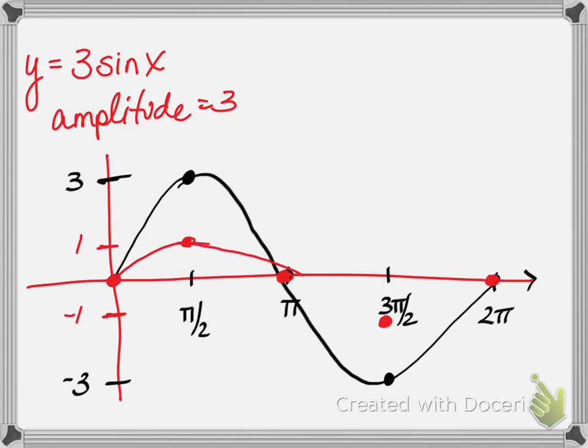Now you can see how the amplitude changes. Ooh, that did so terrible. Let me try again. There, third time's the charm. Now you can see how the amplitude changed our graph. The red one was the original. And the black graph is the graph with the amplitude of 3.